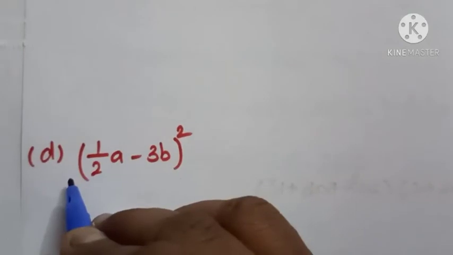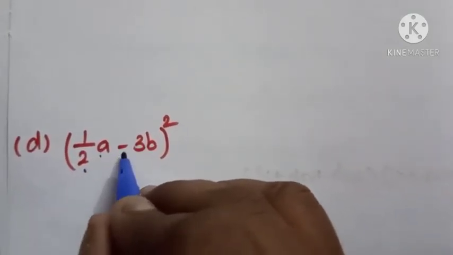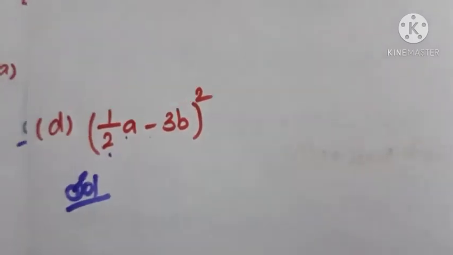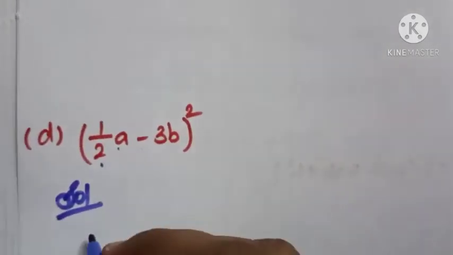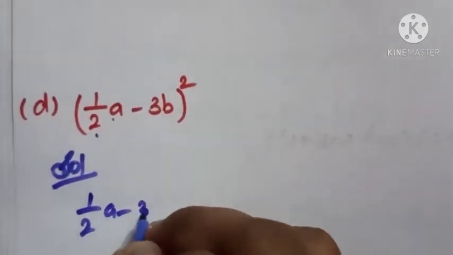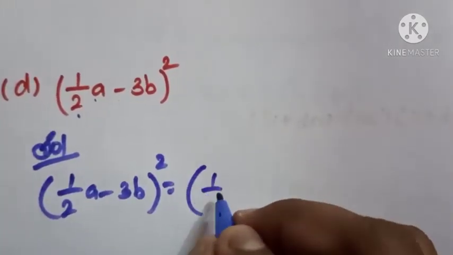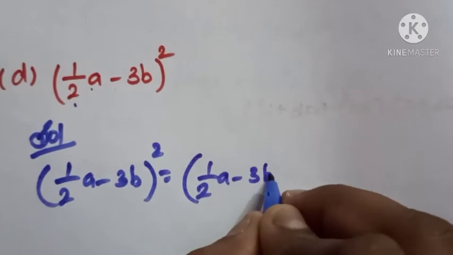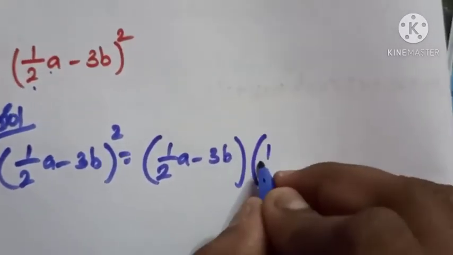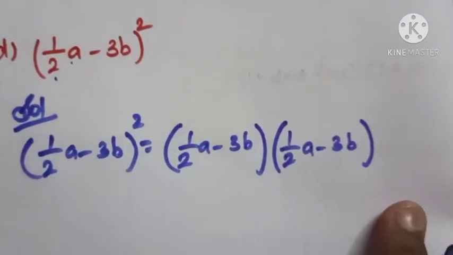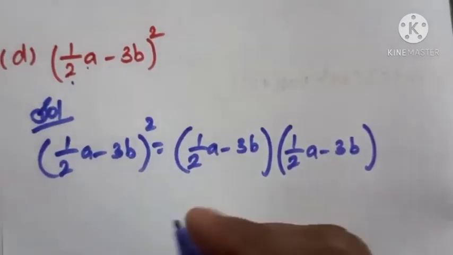So next, number D, 1 by 2a minus 3b whole square. So directly we move on to the multiplication. How can we write this? 1 by 2a minus 3b whole square can be written as 1 by 2a minus 3b into 1 by 2a minus 3b. Okay, so now normal multiplication.